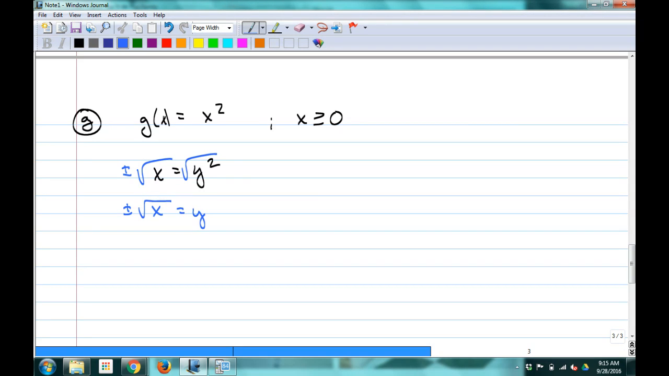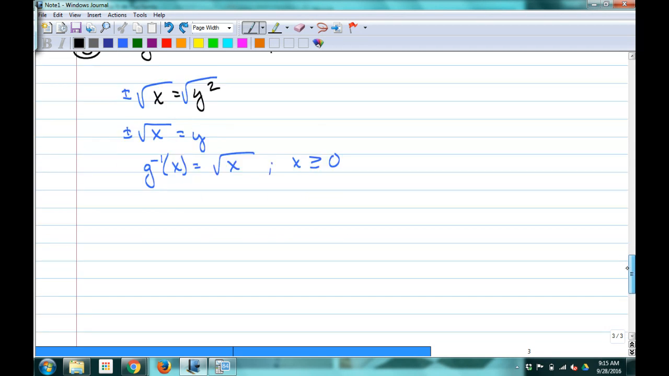The only y values that we had for that were y's greater than or equal to 0 as well. So the inverse, g inverse of x, is the positive square root of x, with x greater than or equal to 0 as well. This x greater than or equal to 0 is the same as the range for the original function, because they've swapped domain and range. So you got to keep in mind that the domain of your inverse is the range from the original. That's important. Okay, so maybe you want to note that somewhere.